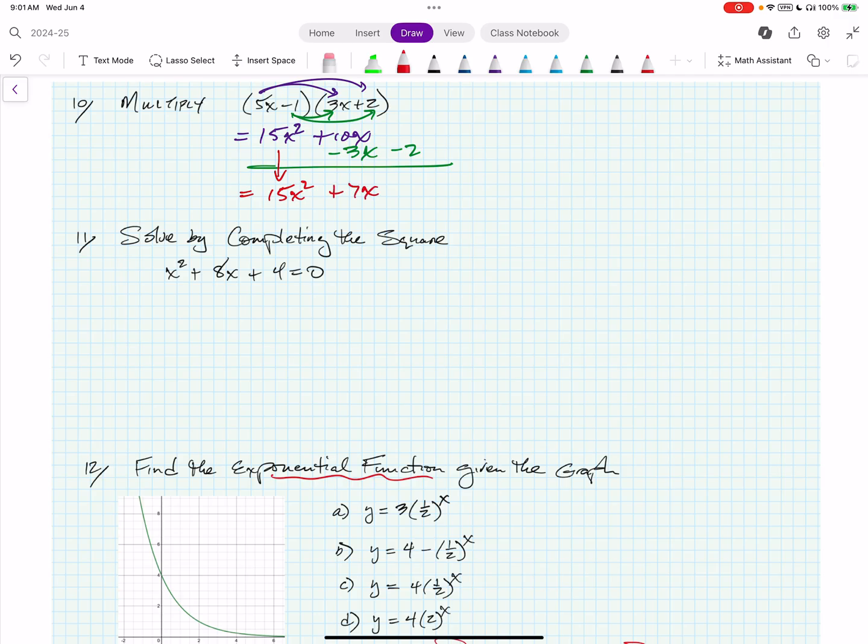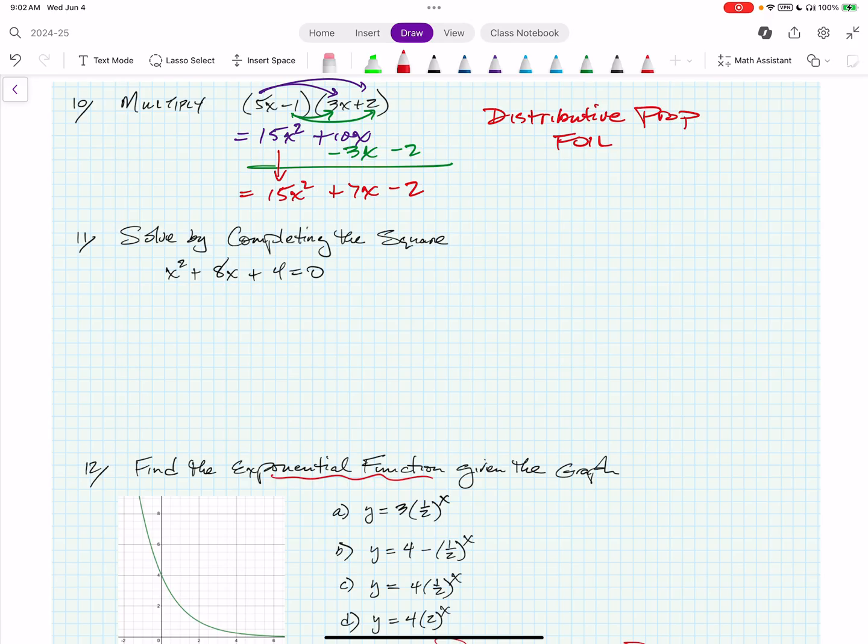And then here, this is a -2. Okay, so you have a quadratic. All right, so you use the distributive property or the FOIL method. Okay, that's it. Number 11, solve by completing the square.